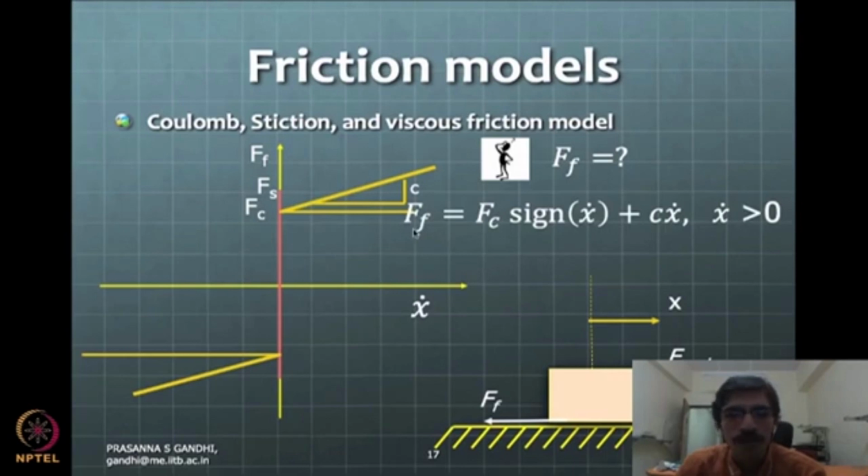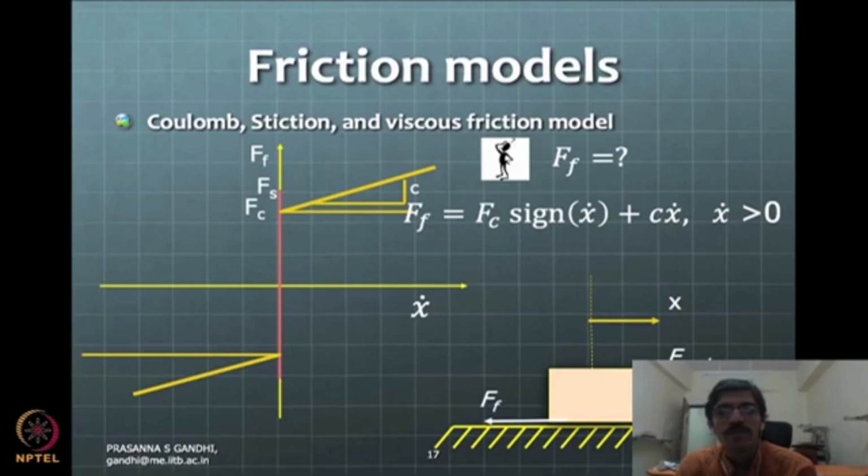Now this FF will be Fc signum x dot plus Cx dot. That is what we had previously, but that is now only valid for x dot not equal to 0. It's not valid when x dot is equal to 0. So what is valid at x dot equal to 0? What should you represent there? Now when x dot is equal to 0, you cannot use signum of x dot, but still there is a change in the sign of this Fs value. Fs is positive here, Fs is negative here.